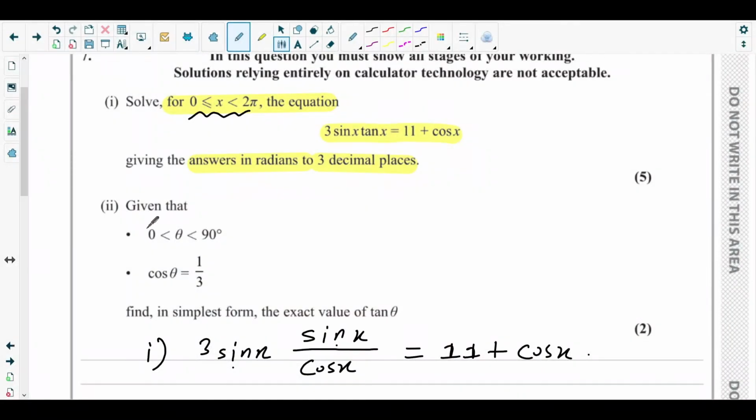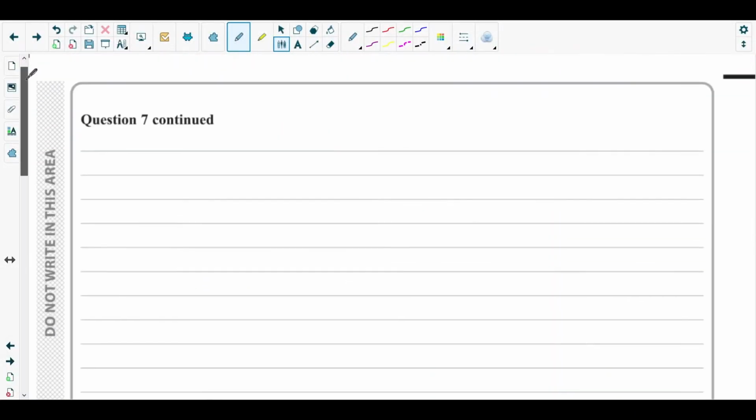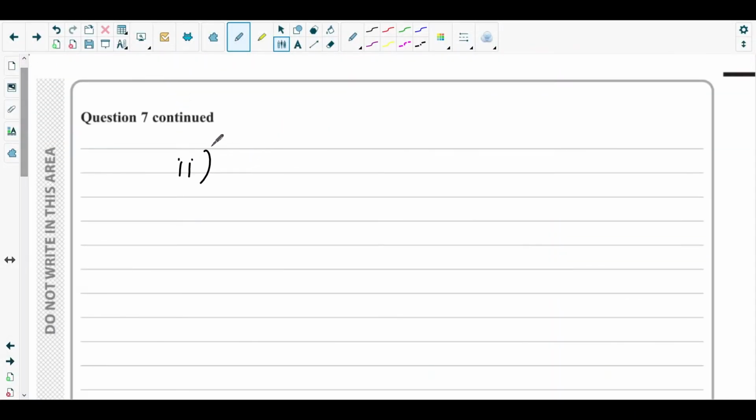Okay, next is part 2. In part 2, the question says, given that theta is greater than 0 and less than 90 degrees, and cos theta equals 1/3, find in simplest form the exact value of tan theta. So for part 2, cos theta equals 1/3.